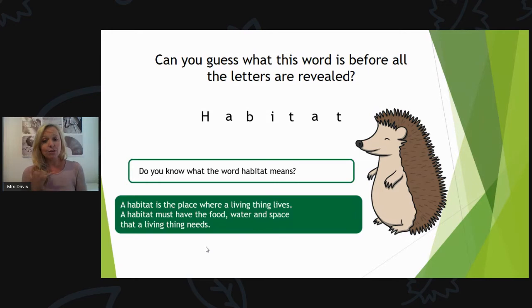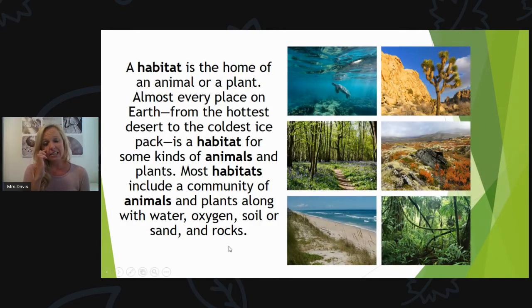It needs to have the food that animal eats, or the food that living thing eats. It needs to have the water that it requires, whether it needs lots of it or maybe it can go without as long, and it needs to have the space. If it's a very, very big animal, it can't be in a tiny habitat, can it? Or the other way round. Okay, so well done. A habitat is the home of an animal or a plant. Remember, it's any living thing.